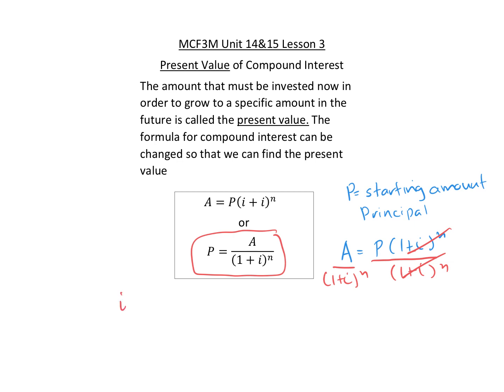Remember that I is the interest rate per compounding period. We always write that as a decimal, and n is the number of compounding periods. So I and n are very important depending on how often we are compounding.